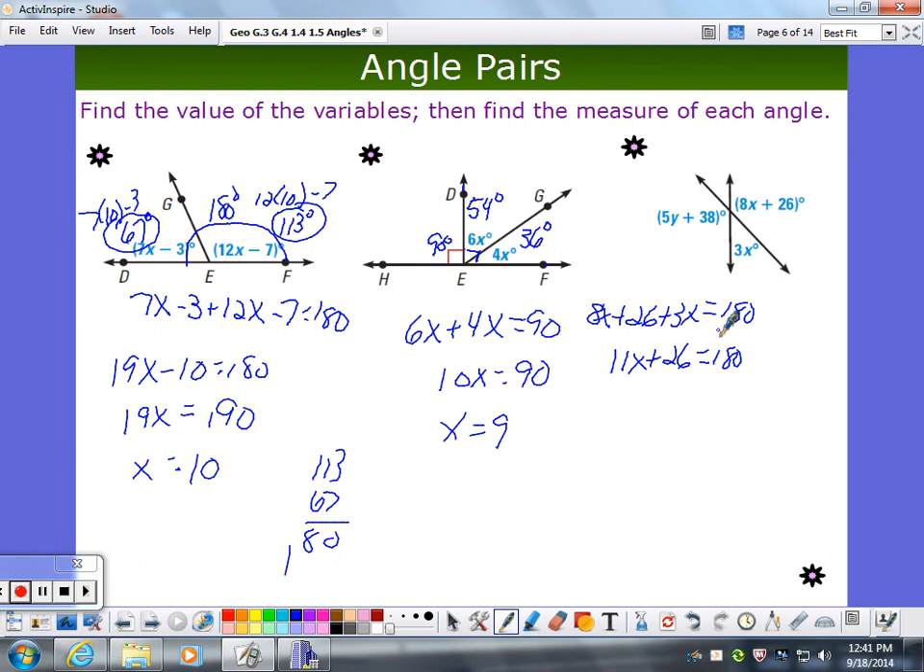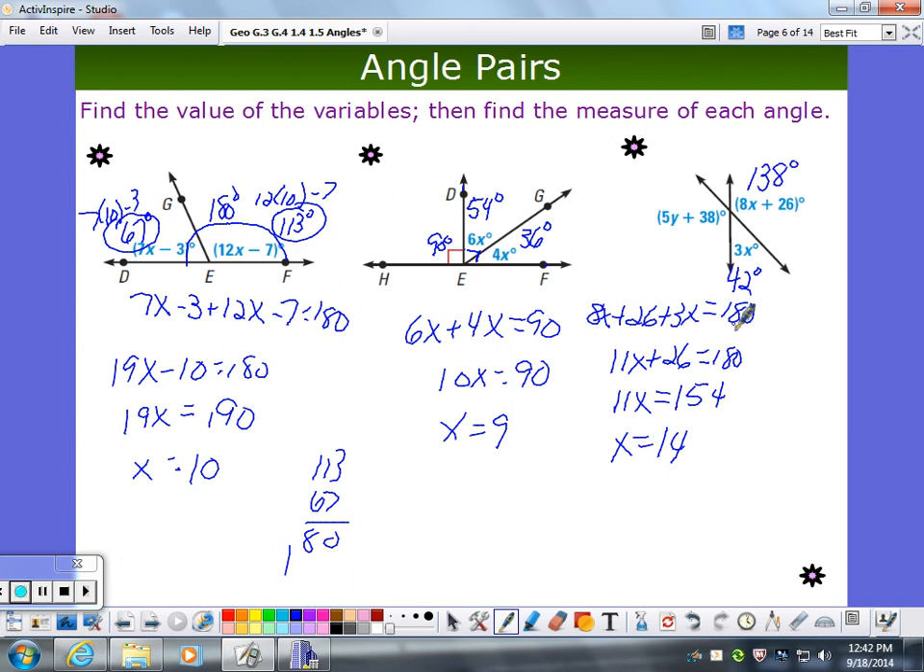All right, so now I have to subtract that 26 from both sides. Equals 154. And now I have to divide both sides by 11. What am I going to get here? 14. It's got to be 14, right? Okay, so x is 14. That means that this one is 14 times 3, 42 degrees. And this one is 8 times 14 plus 26.